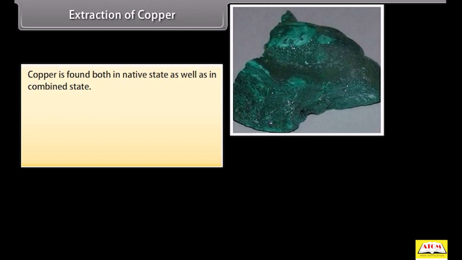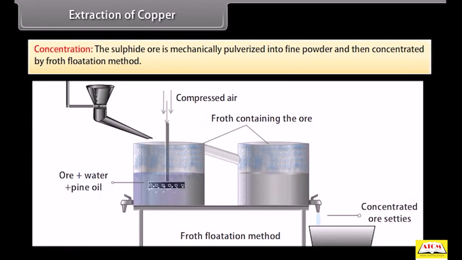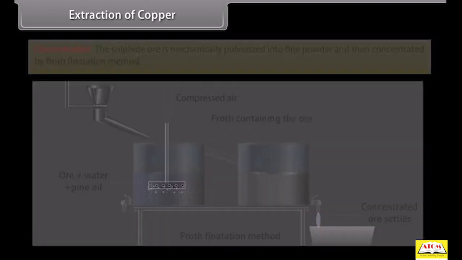Extraction of copper. Copper is found both in native state as well as in combined state. The main occurrence of copper is as sulfides, oxides, and carbonates. The important steps involved in the extraction of copper are concentration. The sulfide ore is mechanically pulverized into fine powder and then concentrated by froth flotation method.